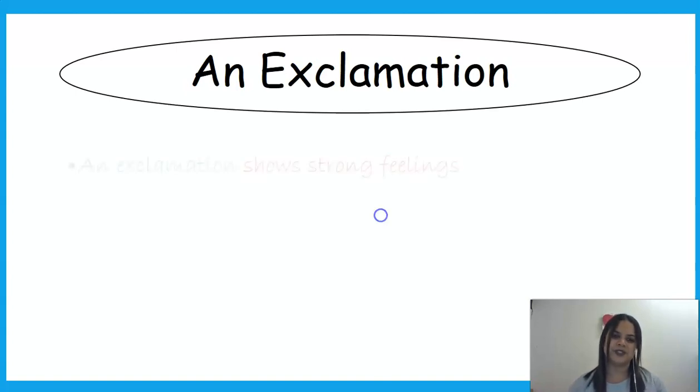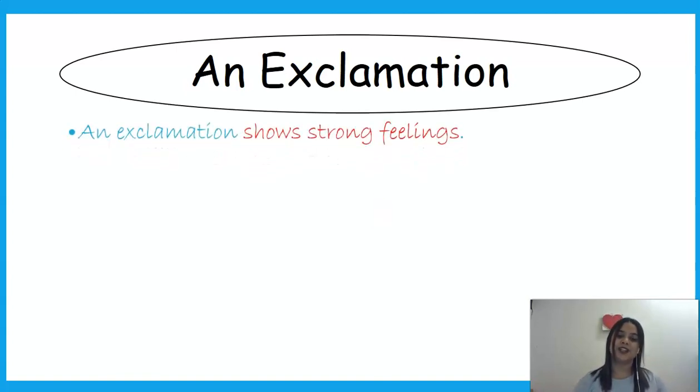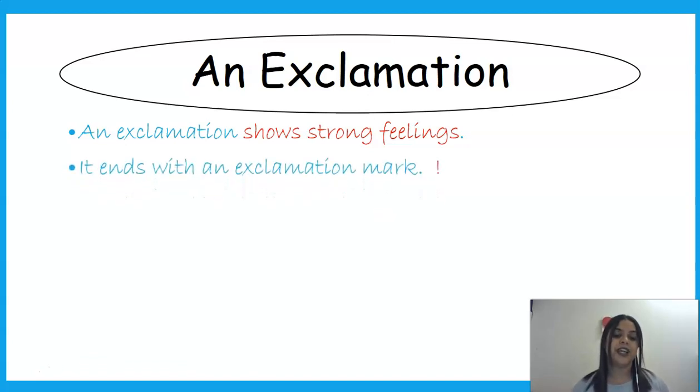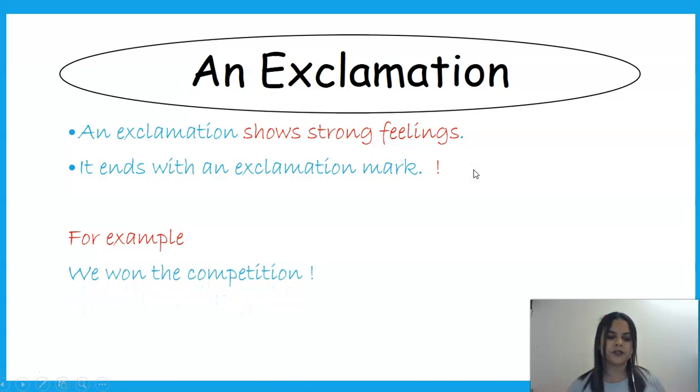An exclamation. An exclamation shows strong feelings, or you can say it expresses emotion. So basically we know when we see an exclamation sentence that the tone of the sentence is changing. It ends with an exclamation mark, just like it says in its title. For example, we won the competition!